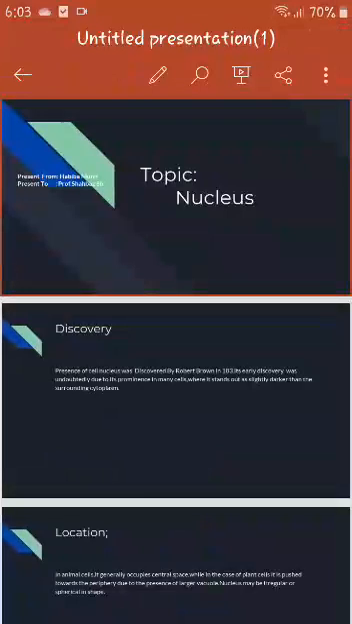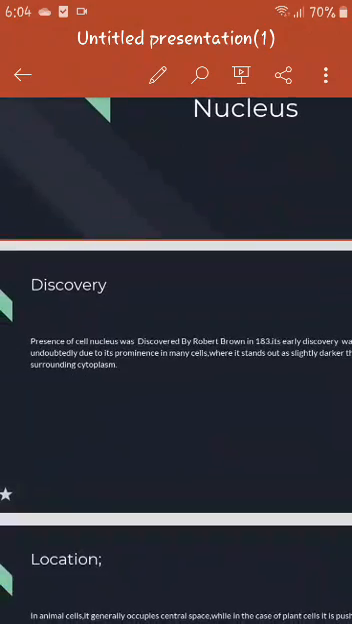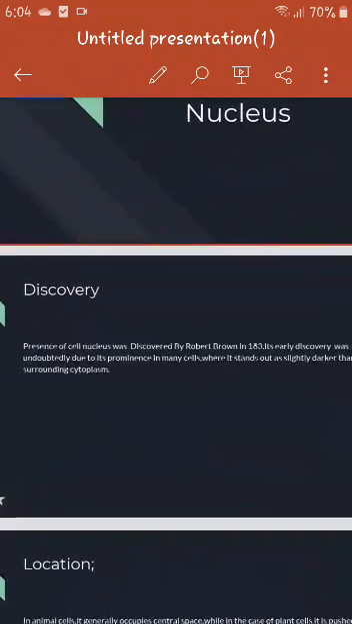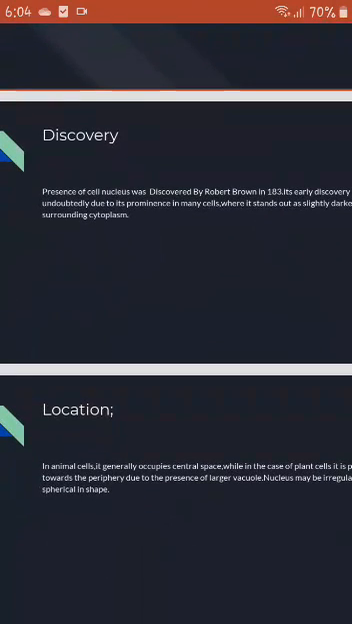So the topic of my presentation is about the nucleus. Discovery. It was discovered by Robert Brown in 1831. So the presence of the cell nucleus was discovered by Robert Brown in 1831. Its early discovery was undoubtedly due to its prominence in many cells, where it stands out as slightly darker than the surrounding cytoplasm.